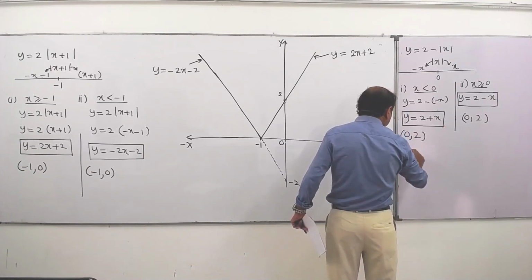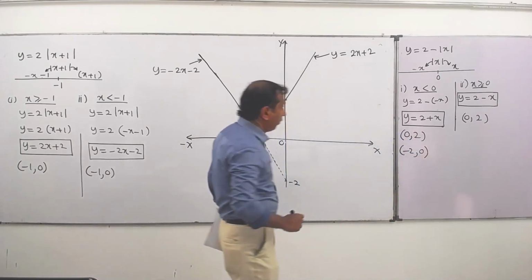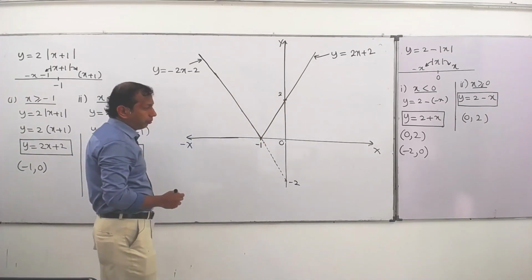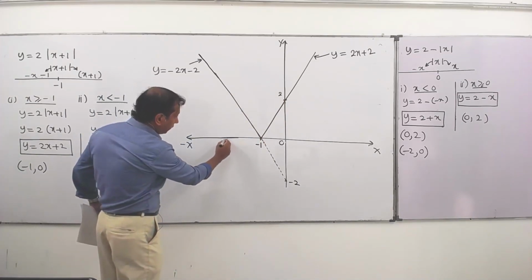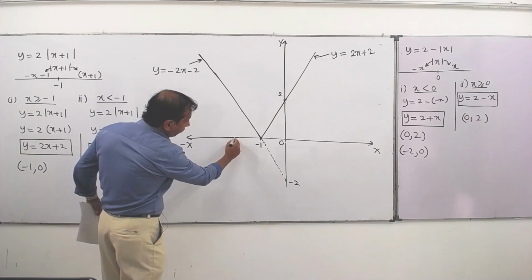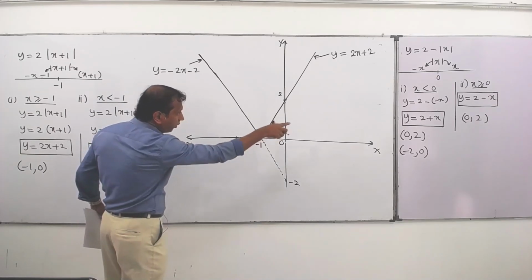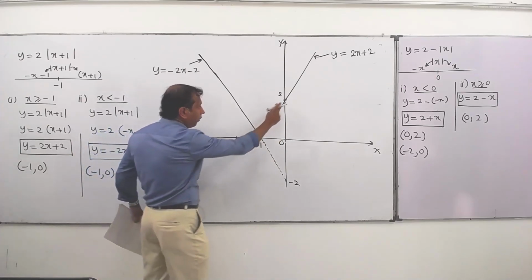When you put x minus 2, y we get 0. Then one point is 0, 2. That means this point. The other point is minus 2, 0. Minus 2, 0 is here, right? Minus 2, 0 point is here now. So then that graph passes through this point and this point.